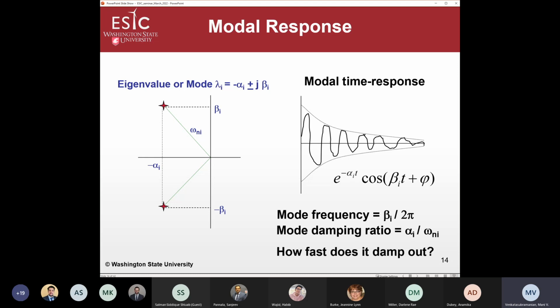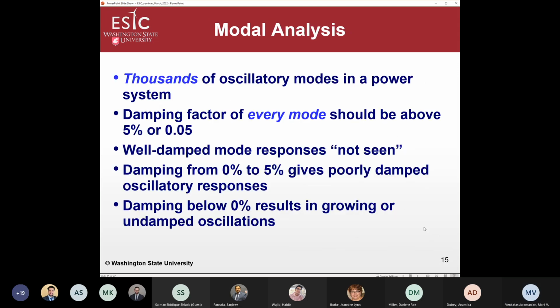That, as it turns out, will mainly depend on this mode damping ratio. The theory says as long as all the modes in the system have good damping ratio, which we say from experience should be above 5%, then the system will be well behaved and the response will be well damped, like we saw in the first animation.